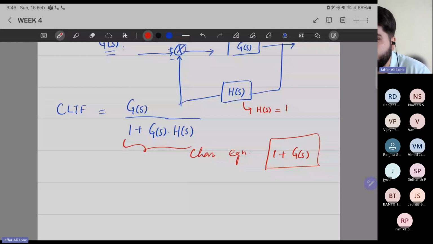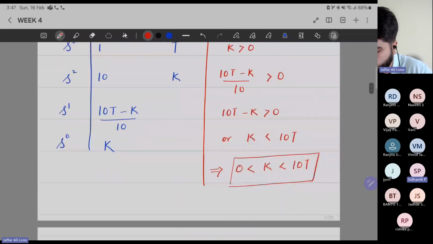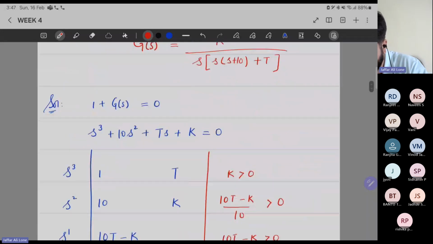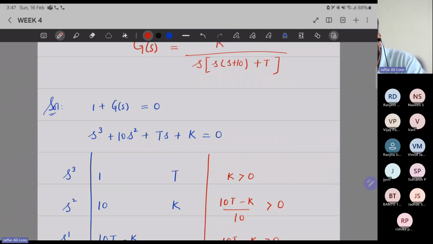Is that clear how this comes? Sir, I need to know how to determine the characteristic equation, the s cube term. I solved that, sir, but I didn't get that equation. Can you help me get that equation? Okay, for this particular question, how do I get this? Fine, I'll solve this for you.